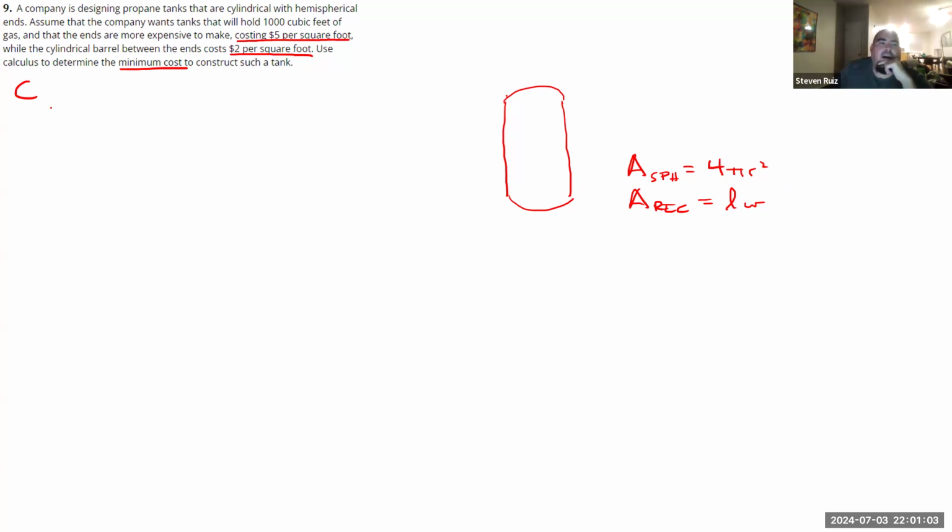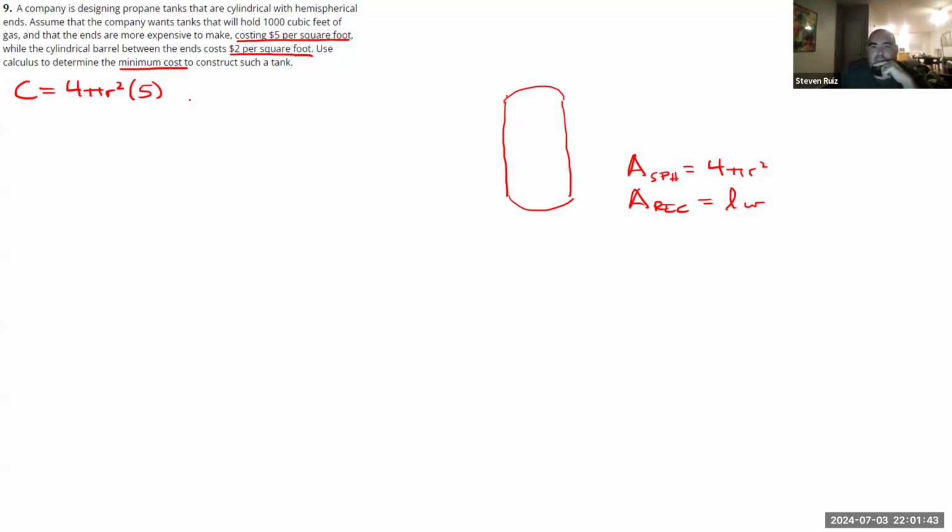So the cost of the spherical end, I have two half spheres, so that's going to be 4 pi r squared. And how much does it cost? I'm sorry, $5 per square foot for the ends. So for the spherical part, it's going to cost $5 per square foot.